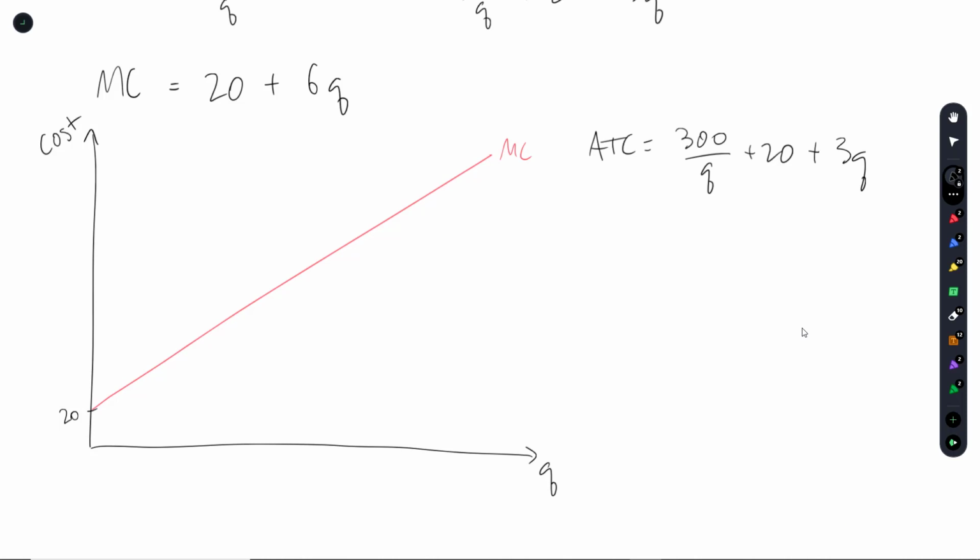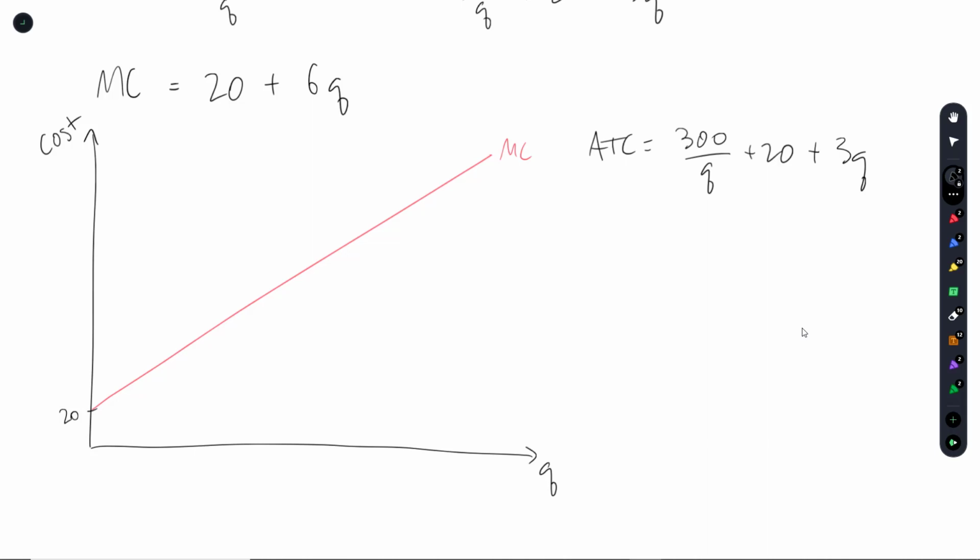Before we draw this, let's think about the shape that this has. When Q is really small, the 3Q part here is also really small, but the 300 divided by Q is going to be big. 300 divided by a small number is going to be a big number. But when quantity gets really big, when we divide that 300 by a really big number, that part doesn't mean as much, but this 3Q will start to mean more and more as Q gets bigger. And so in general, when Q is small, ATC is going to look more like 300 over Q, and when it's big, it's going to look more like 3Q.